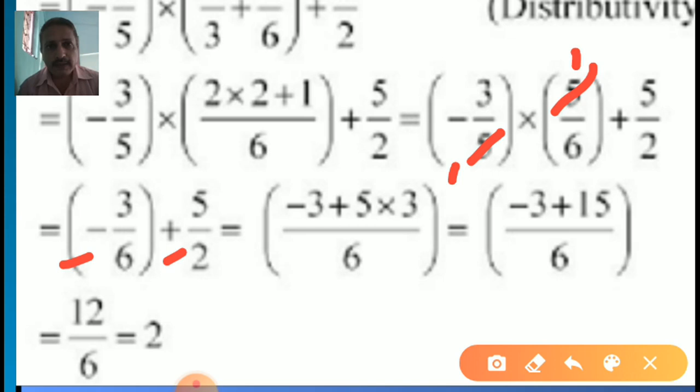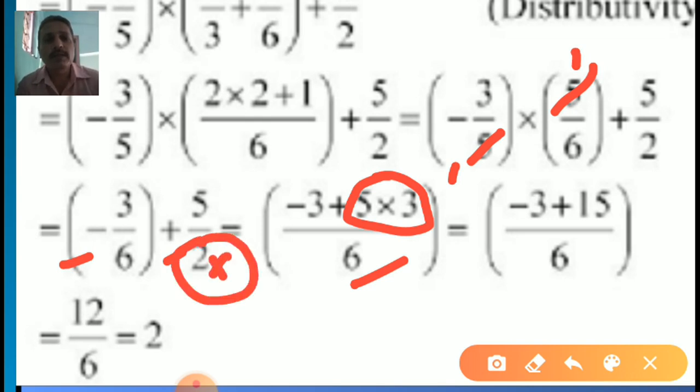How to make this 2 into 6? Yes, you know very well. That means you have to multiply by 3. So 5 3s are 15. Now directly you can do these things, and 6 is the common one because I want to make it 6 here. So multiply with 3 and here also 3. Is it, students? Yes, good.